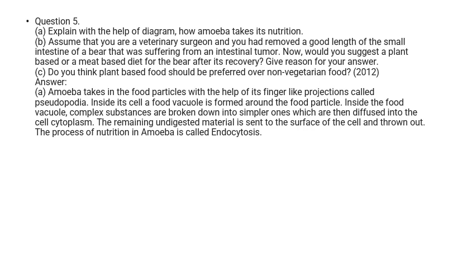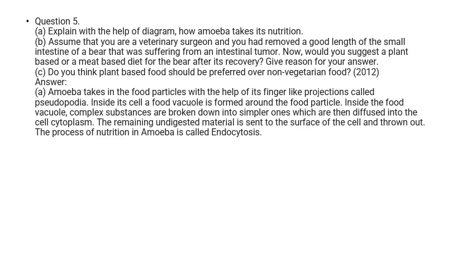So you have to think for this question and write the answer. Do you think plant-based food should be preferred over non-vegetarian food? So the answer for the first question: explain with the help of a diagram how amoeba takes its nutrition. Amoeba takes food particles with the help of finger-like projections called pseudopodia.